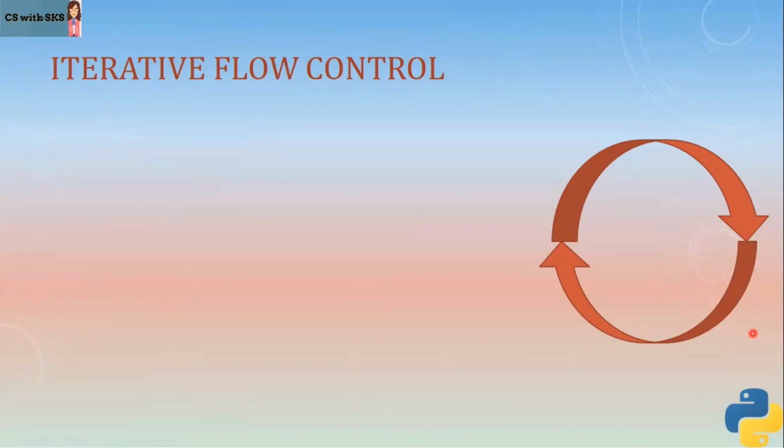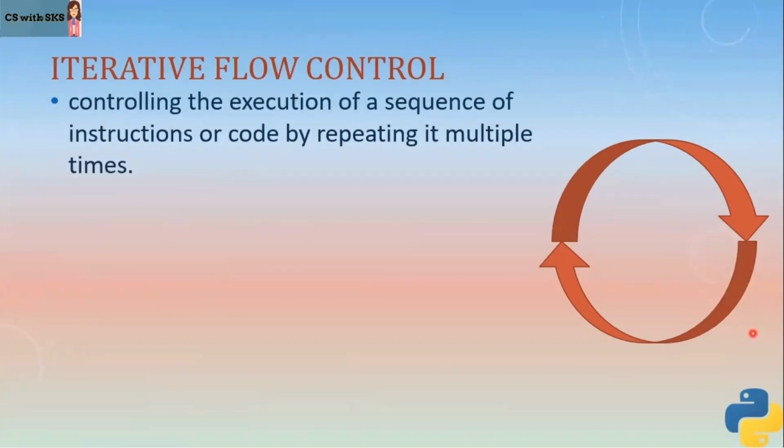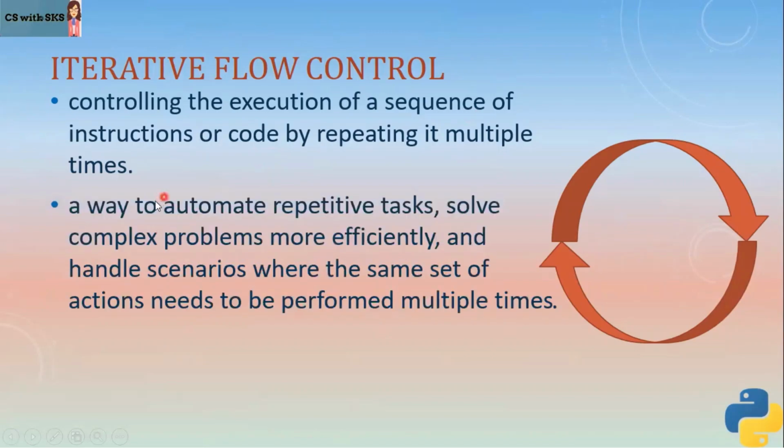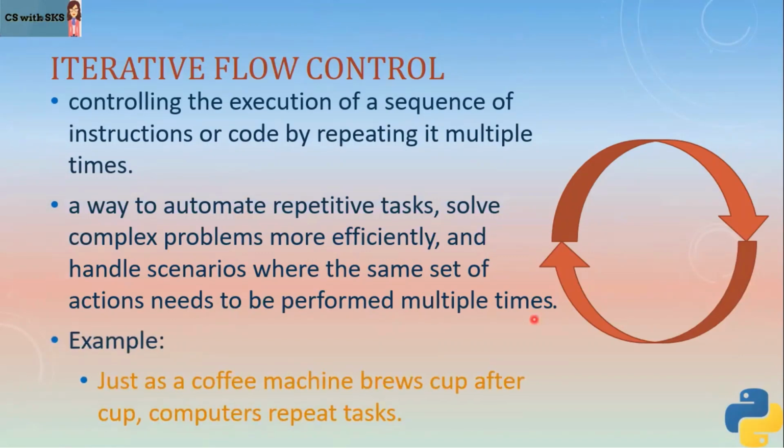So in programming languages also, there are situations where there are things which are repeated multiple times. So iterative flow control helps in controlling the execution of a sequence of instructions or code by repeating it multiple times. It's a way to automate repetitive tasks, solve complex problems more efficiently, and handle scenarios where the same set of actions needs to be performed multiple times. For example, in real life, like a coffee machine brews cup after cup, computers also repeat tasks.